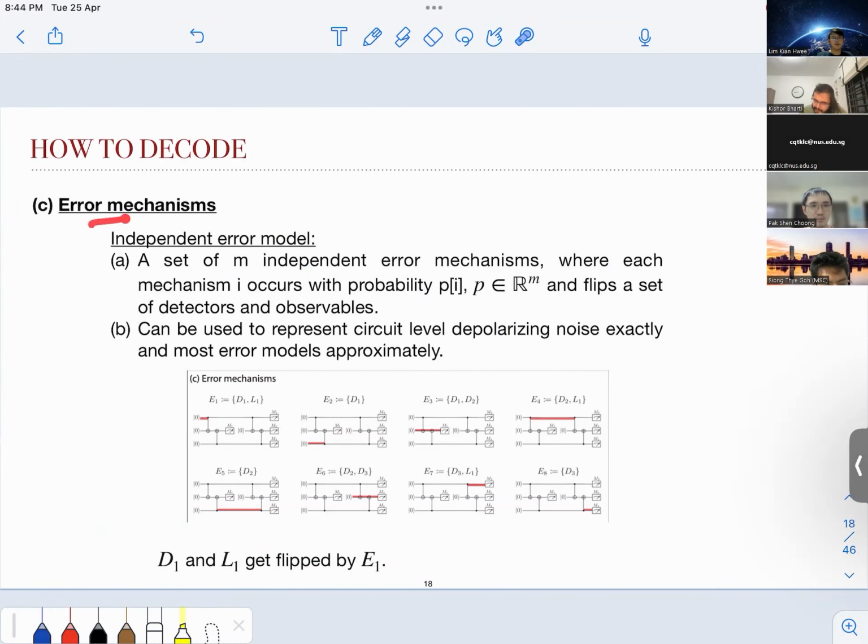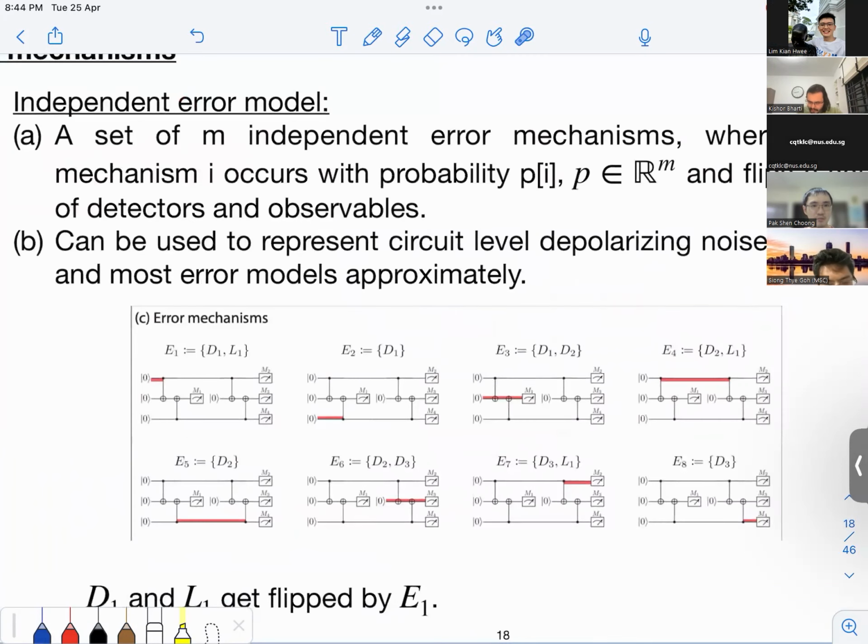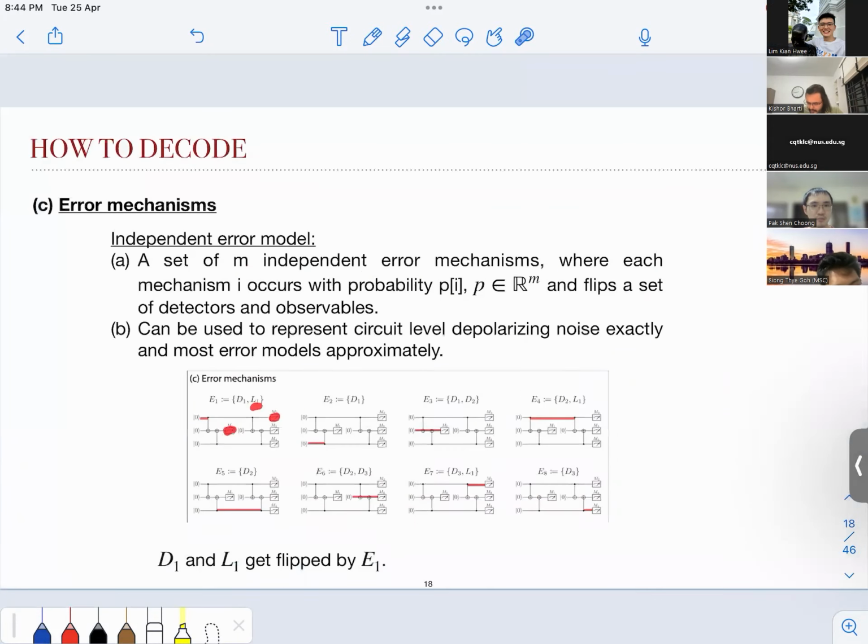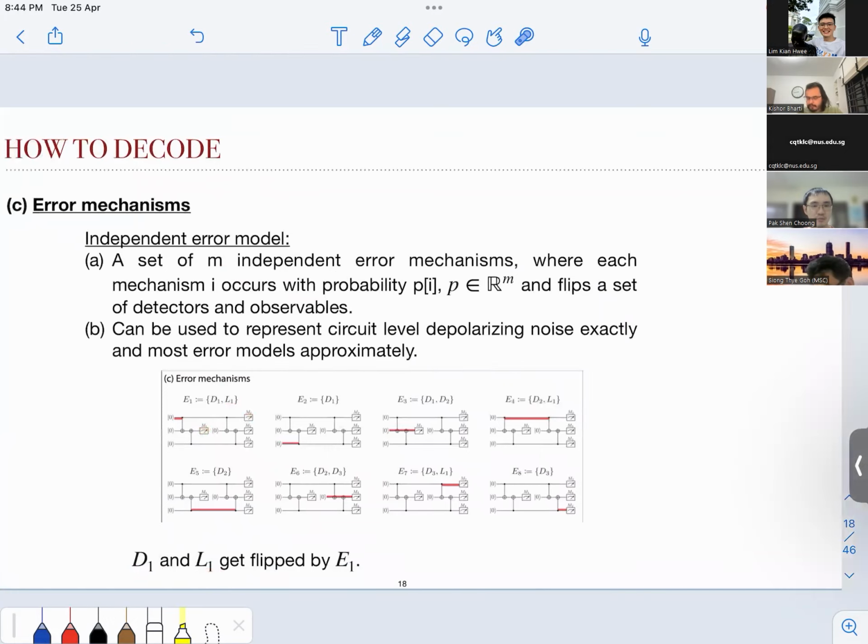Next, there is the notion of an error mechanism. An error model is basically a set of M independent error mechanisms, which happen with some probability p_i, and they will flip a set of detectors and observables. They can be used to represent any circuit-level noise nicely. For example, if you have an error here, it will flip M1, which corresponds to detector D1, and it will also flip M2, so L1 will also get flipped. So here D1 and L1 get flipped by E1.